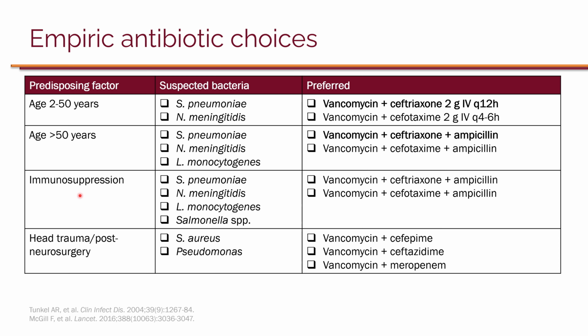Now immunosuppressed patients are at risk of also having Pseudomonas, but it's not recommended to empirically cover it. If the patient does not improve on this, or if there is indication that there are non-lactose fermenters growing on gram stain, then these can be changed to cefepime to cover Pseudomonas.